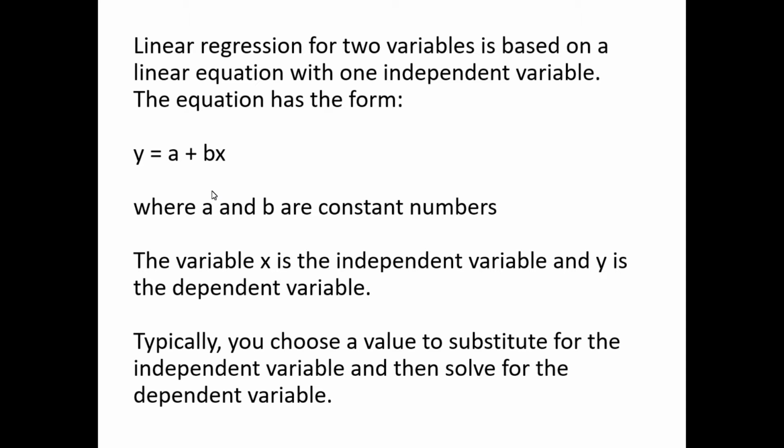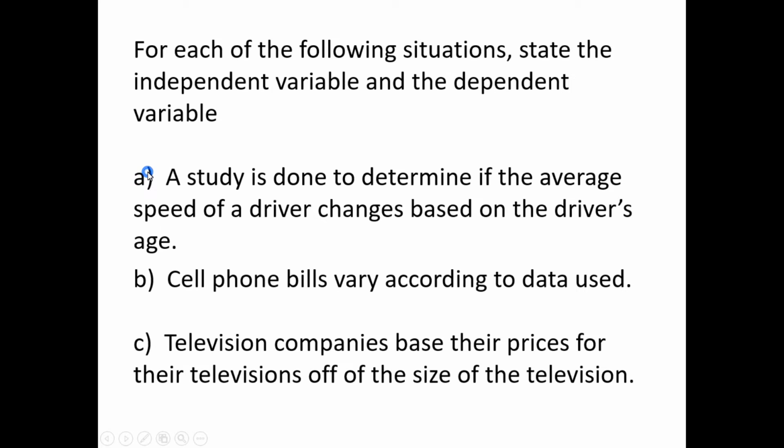Linear regression for two variables is based on a linear equation with one independent variable. The equation has the form y equals a plus bx, where a and b are constant numbers. The variable x is the independent variable. It's the one we get to choose. And y is the dependent variable. It's the one that results from what we've chosen for x. Typically, we choose a value to substitute for the independent variable and then solve for the dependent variable.